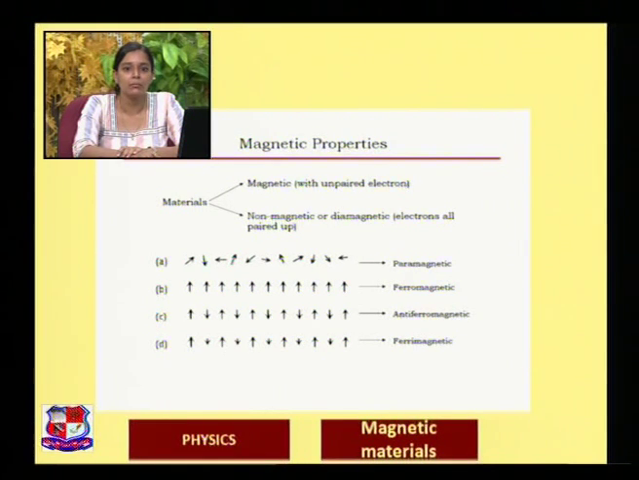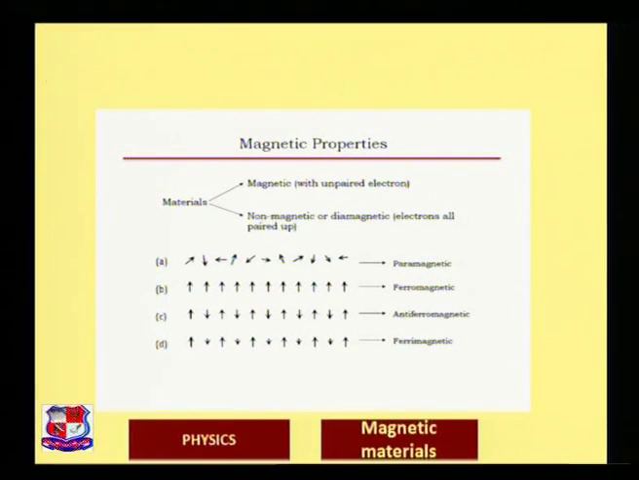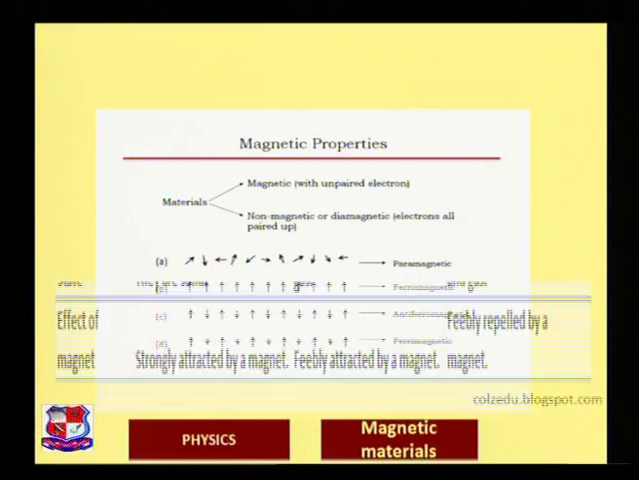In ferrimagnetic material, the magnitude changes by some fraction. So the dipole moment directions are opposite, but the magnitude changes by some fraction. You can see that in one direction the net magnetic moment is not 0. So overall, the net magnetic moment has a particular direction.